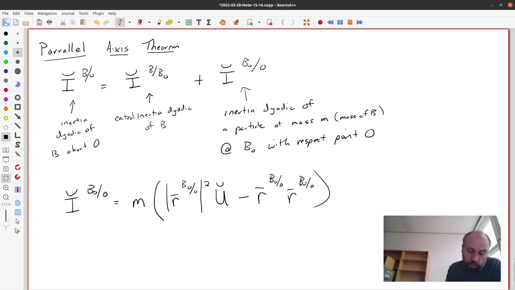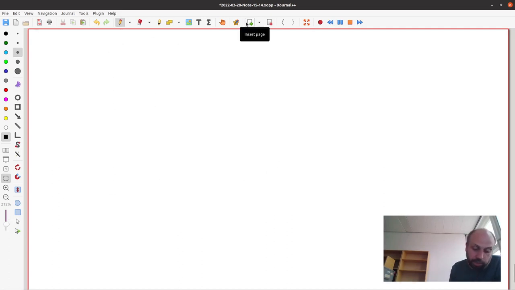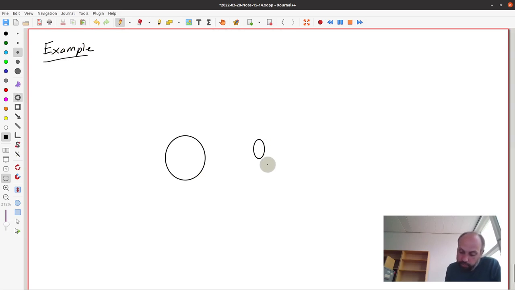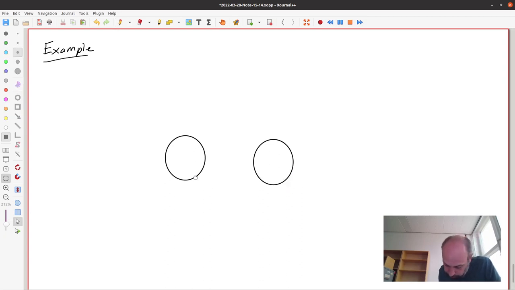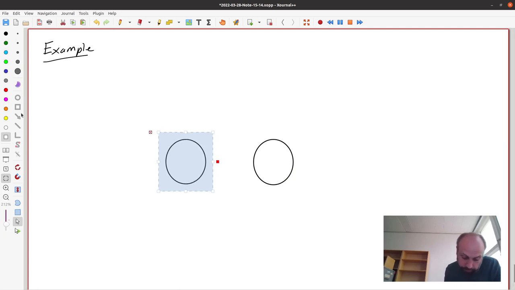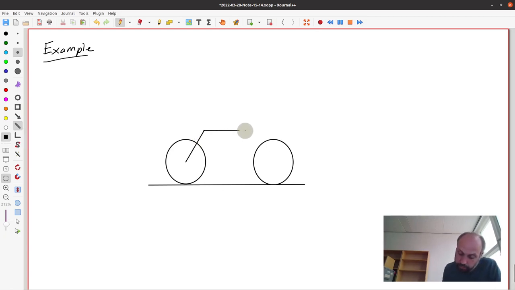So let's do an example where we have to work with the parallel axis theorem and some rotations. I'm going to create my favorite machine, a bicycle. Here, so we have two wheels that aren't quite circles, I guess, but that's fine. And I'll have it sitting on the ground, and then I will shape a bicycle out of this. All right, so basic side view of a bicycle here.